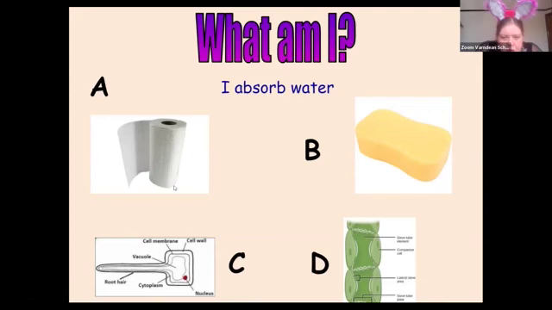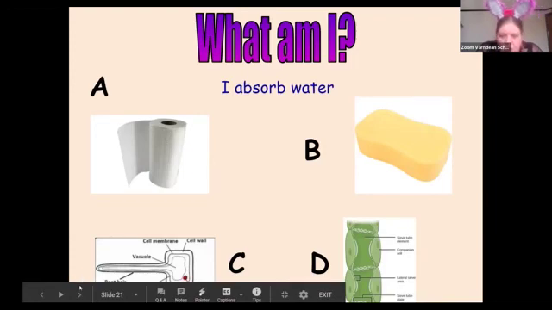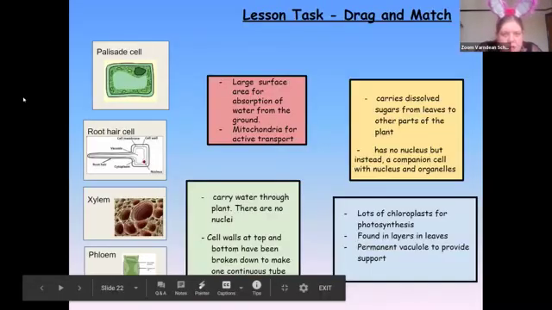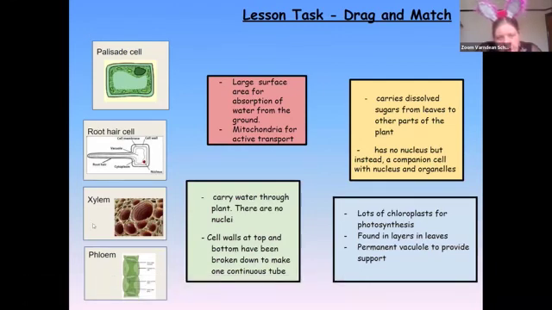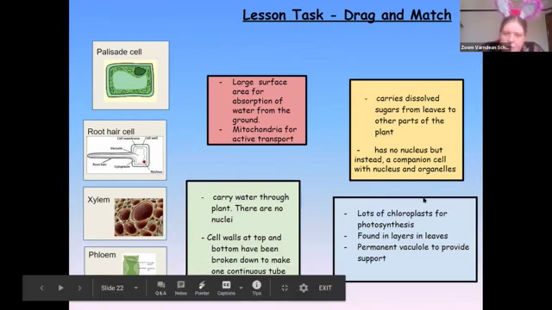Okay, I'm going to stop sharing results. Okay, now I'm aware I went very quickly through that. I'm just going to talk through the next 2 bits, then there will be an opportunity to ask some questions about what I've whizzed through, because I am aware I've gone super fast. Okay, so I've done another drag and drop. So we've got the Palisade cell, the root hair cell, the xylem and the phloem, and then I've got 4 boxes with 4 different descriptions.